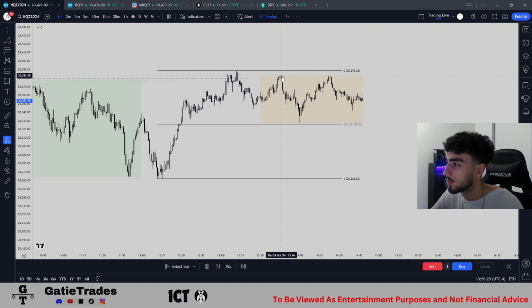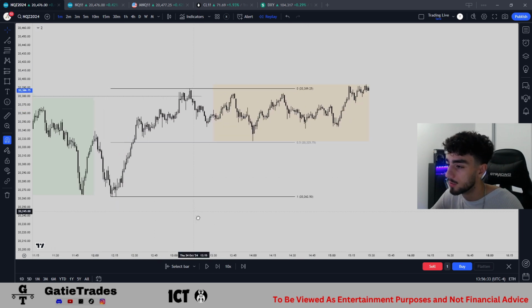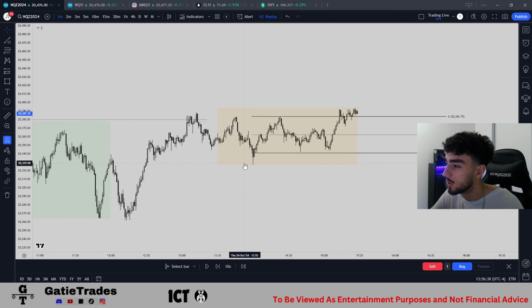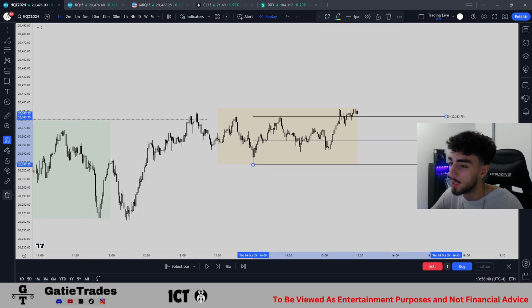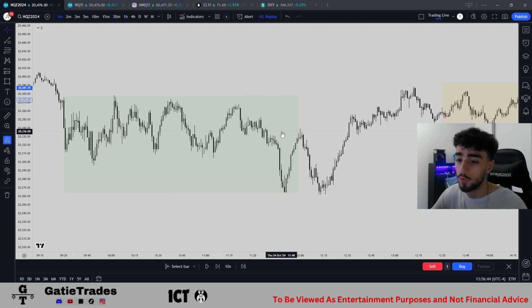Came back to range high, took out the high. Let's see if we get 50% of this range, which we did. So in this case, now that we have the new range, you would use this range. Came back to 50%. And that's kind of the idea. And you can kind of play that range up and down, or just avoid this day altogether.